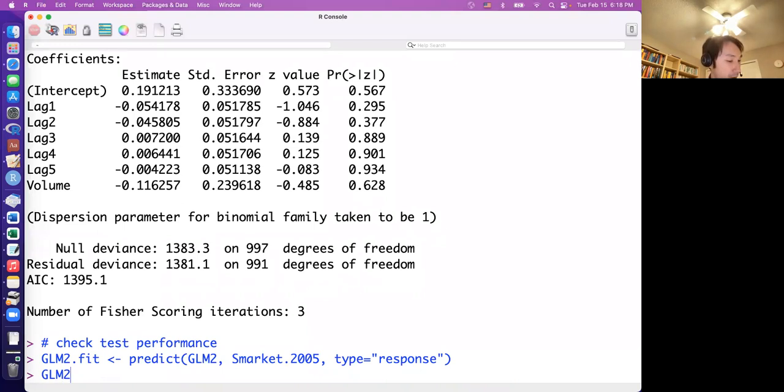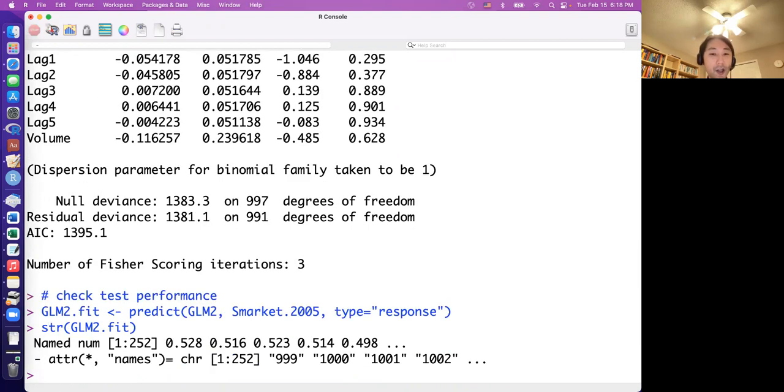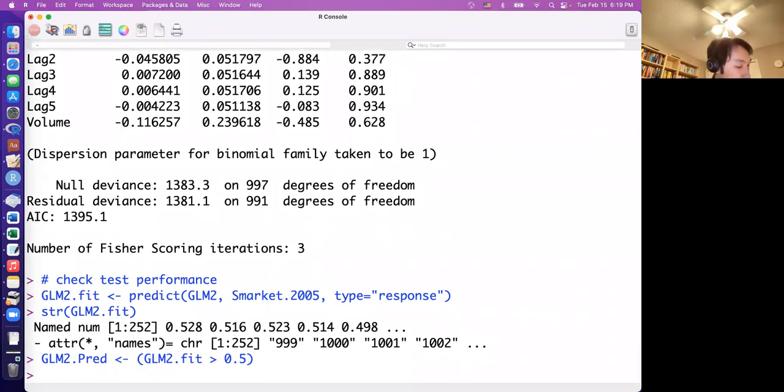Then, okay, so GLM2 is just fitted probabilities. So now the GLM2 predicted this as GLM2 fit, and this is more than 0.5. Then this is just the binary response, which is a 0 or 1. 0 is down, 1 is up.